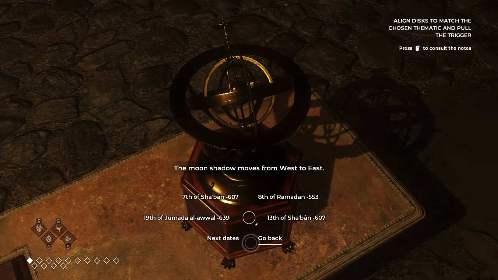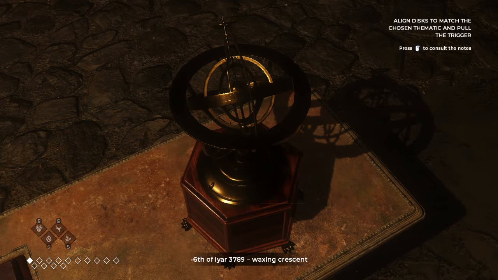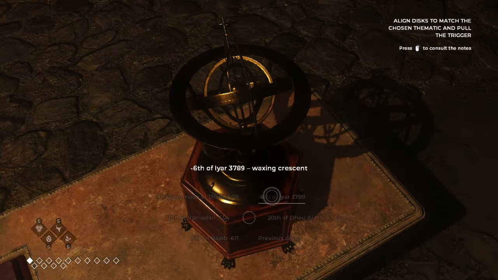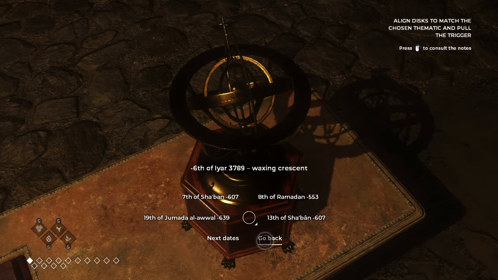None of these are the dates that I want. Sixth of Iyar, 3789, waxing crescent. 3789 is waxing crescent at the 6th of Iyar. Doesn't really help me a whole lot.